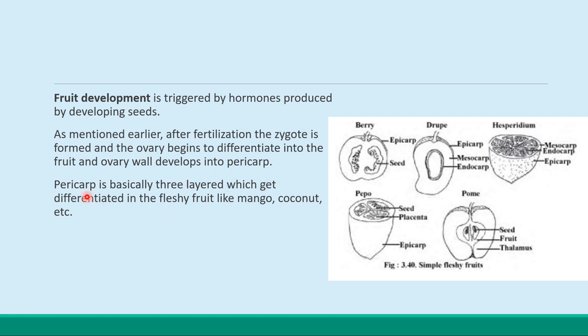So what is the function of the pericarp in the fruit? Why pericarp is present? The pericarp protects the young seeds and help in the dispersal of the seeds at the maturity. This is the function of the pericarp, and pericarp is basically three-layered, which get differentiated into the fleshy fruit like the mango, coconut, etc. You can see here mesocarp, epicarp and the endocarp. These are the three layers of the pericarp. Okay, so this is about the fruit development.